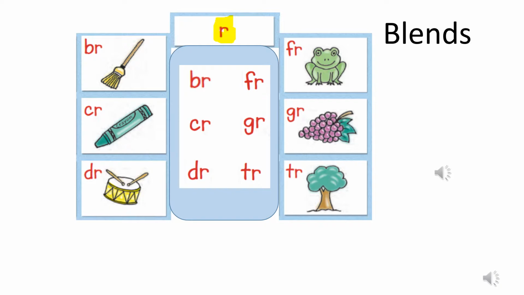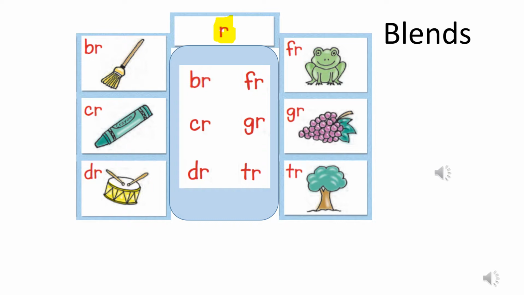Let's look at the frog. The F and the R are the first 2 letters in the word frog. The grapes, the G and the R are the first 2 letters in the word grapes. And the tree, the T and the R are the first 2 letters in the word tree. So in all 6 examples, we hear the first letter and we hear the R. They work together, but we can still hear each letter on its own because they are blends of 2 letters.